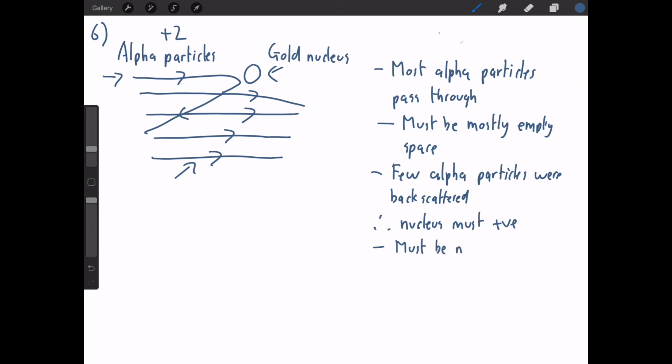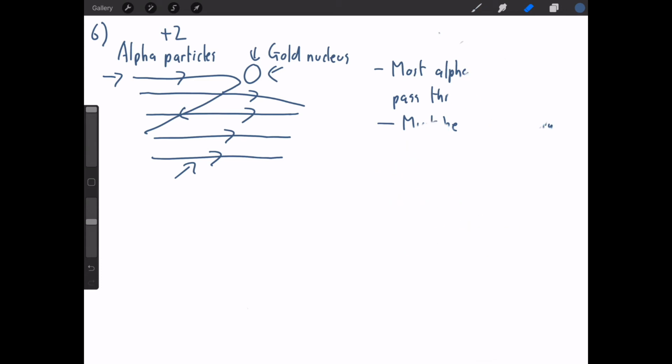Now, when I say massive, I don't mean big in terms of volume. I mean it must have a big mass. This thing must have a big mass compared to the mass of the alpha particles. So what we're concluding is that most of the atom is empty space, or the mass of the atom is concentrated in a tiny little ball at the centre of the atom, and that ball must have the same charge as an alpha particle, i.e. it must be positively charged. So write that out in nice English and you should get 4 marks, no problem.